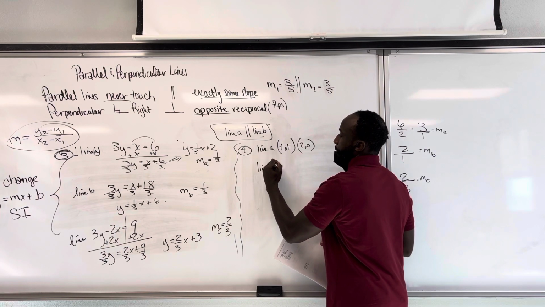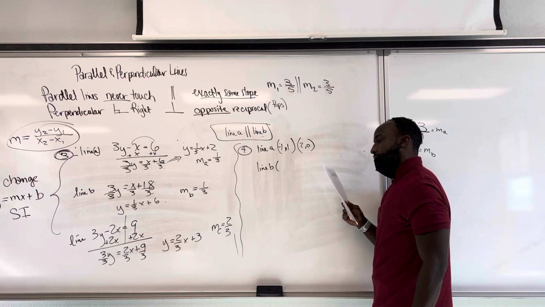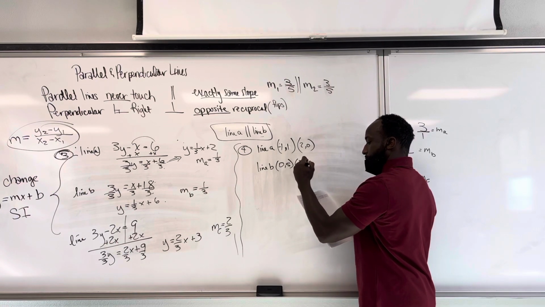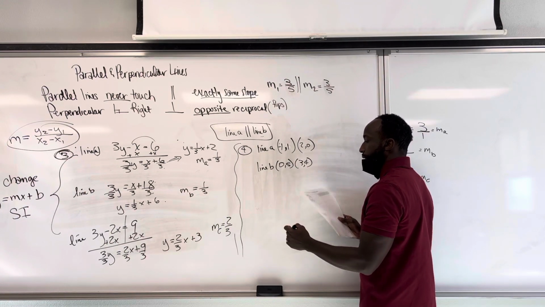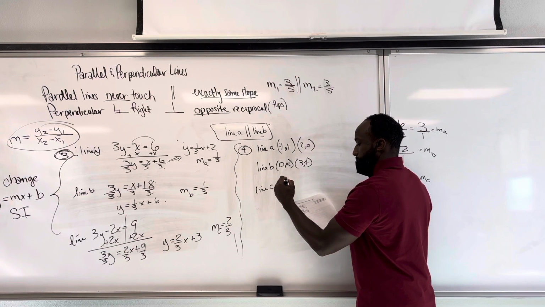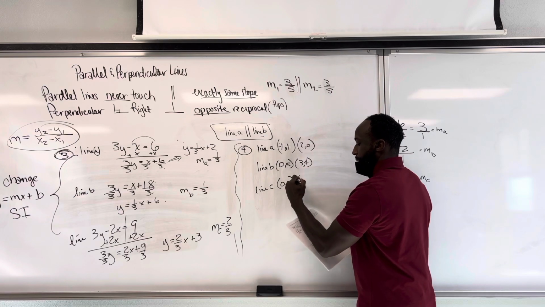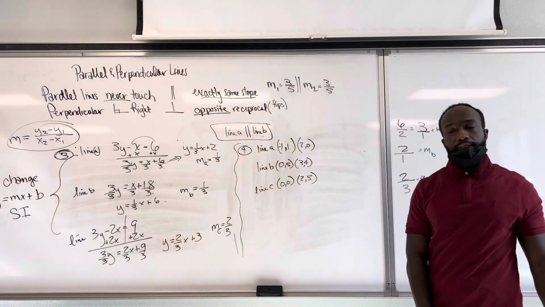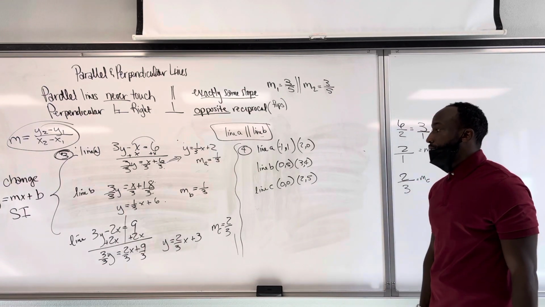Line B. What's the point? 0, 5 and 3, 4. Good. And then line C. 0, 0 and 3, 4. Yep, 0, 0, and what is it? 2, 5. Those sync up. Right. 2, 5.